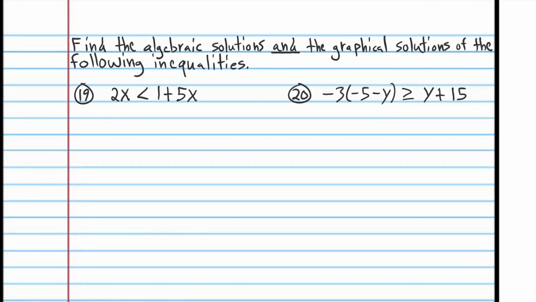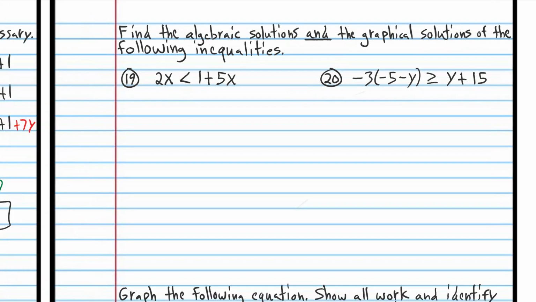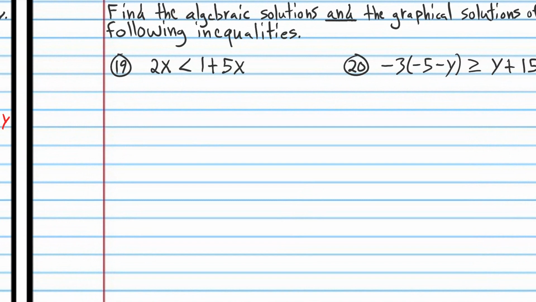Find the algebraic solutions and the graphical solutions of the following inequalities. So we're just going to pretend like this is an equal sign, and we're just going to solve it. So we're going to have to perform an operation on both sides of the equation, so we have to rewrite the inequality. It's technically not an equation. It's an inequality, not an equation. So we're going to rewrite the inequality, and then we're going to subtract 5x from both sides because we have to get all the x's on the same side of the equation, or the inequality. It's so easy to say equation, but again, it's not an equation, it's an inequality.